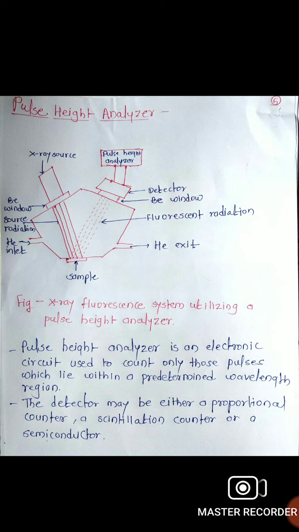A pulse height analyzer is an electronic circuit used to count only those pulses which lie within a predetermined wavelength region, and the detector may be either a proportional counter, a scintillation counter, or a semiconductor. These are the components of the fluorescence system.